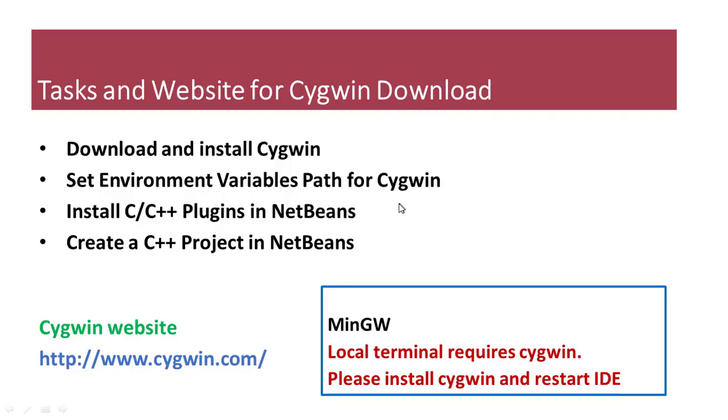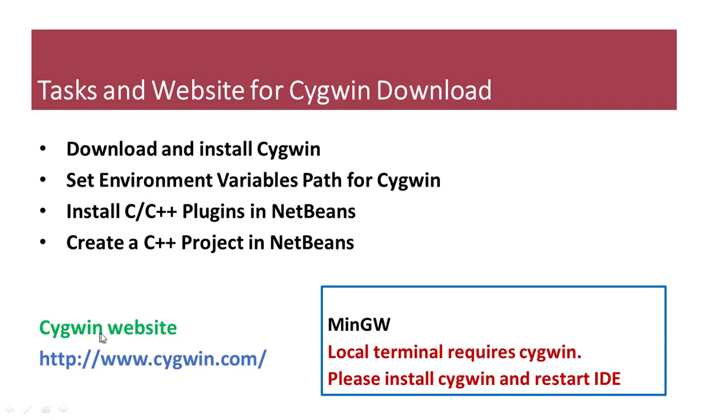During this tutorial, we will carry out some tasks and visit the website for Cygwin download. In the course of this tutorial, we will download and install Cygwin. We will set environment variable path for the Cygwin compiler. We will install C/C++ plugins in NetBeans IDE. And we will create a C++ project in the NetBeans IDE.